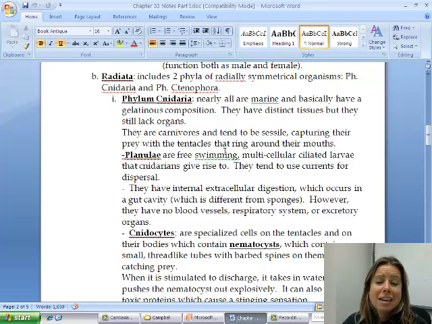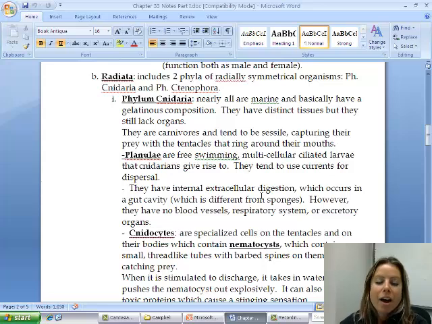They are going to eat through what's called internal extracellular digestion. And what that means is it is internal, so it's inside of them, and extracellular means that they're going to secrete enzymes out of the cells and just digest whatever it is. They don't have a brain. They don't have any sort of respiratory system, circulatory system. There are some studies that say they have a little bit of nervous tissue, but not really anything to speak of.